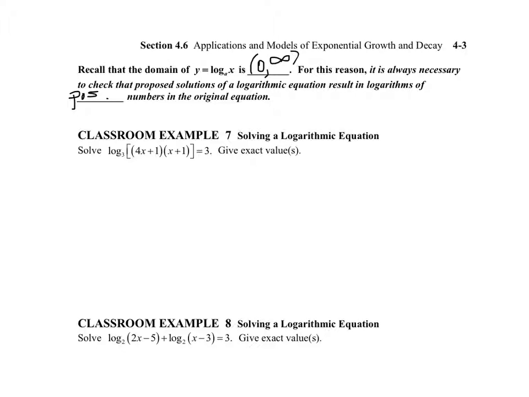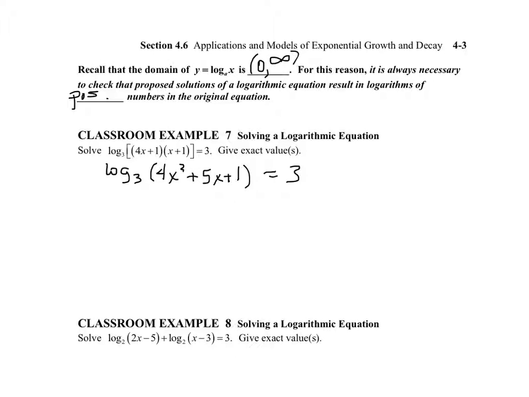If we look at this example, notice that there is a little bit of cleanup that can be done because I have 4x plus 1 times x plus 1 following log base 3 on the left. I can use FOIL and expand that, and I'm going to end up with log base 3 of, if you use FOIL or the box, 4x squared plus 5x plus 1, and that is set equal to 3.